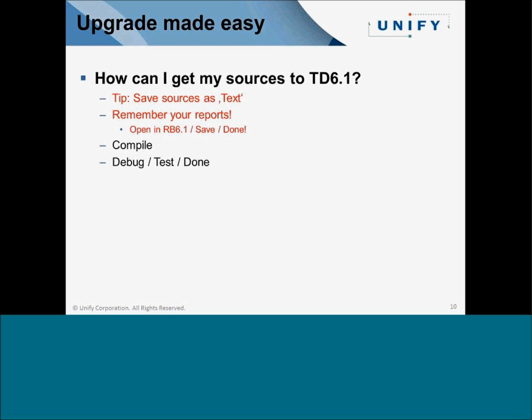Then if your application is ready to compile for Team Developer 6.1 Win32, load it into your Team Developer, compile it, and you can start with debug and test, and the migration process is done. So this is the easiest way to go to Team Developer 6.1 Win32.